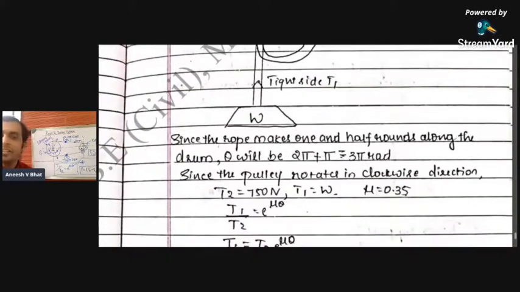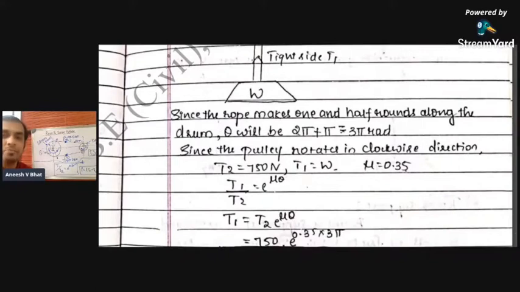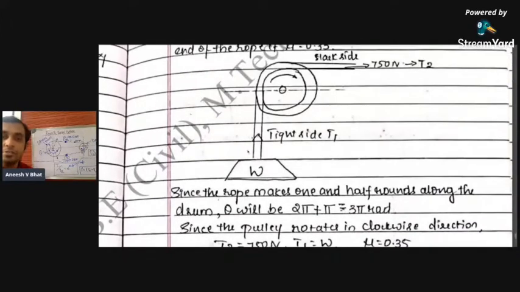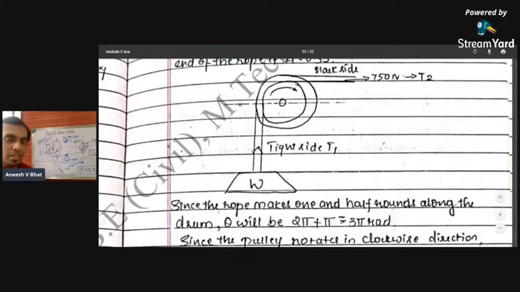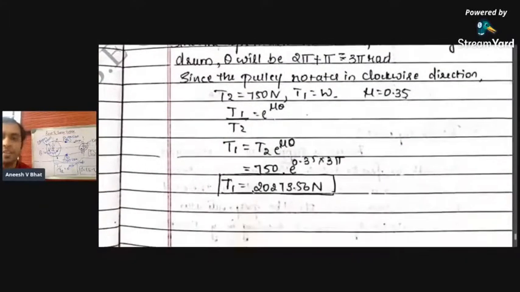The only difficulty here is in finding the value of theta. Theta will be 2 pi plus pi because it makes 1.5 turns. So theta will be 3 pi. T2 is 750 newtons. You can identify this just by going through the drawing. Here the pulley rotates in the clockwise direction. So the pulled side will be the tight side. This is the pulled side and this is the pushed side. Pushed side will be the slack side. So 750 newtons will be T2 and the other side will be T1. So use the formula and find the value of T1.